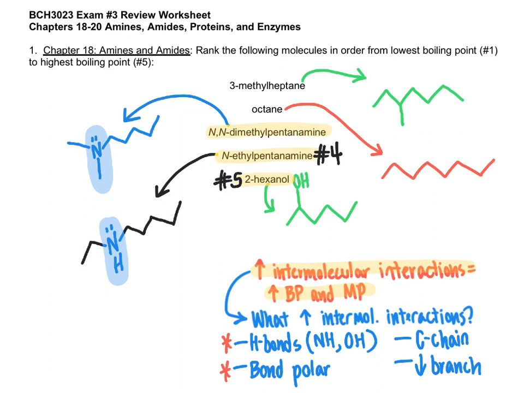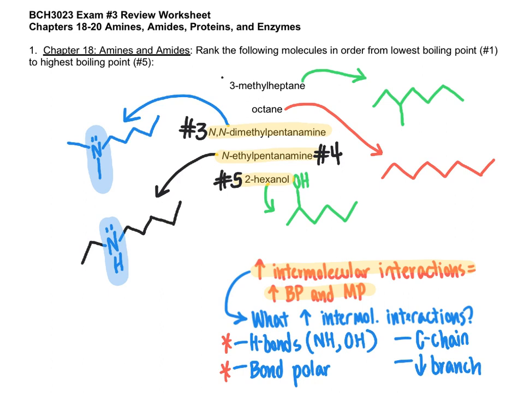So as the second highest boiling point of these, that leaves the N,N-dimethylpentanamine at position 3. Then we look at octane versus 3-methylheptane, and for those two, hydrogen bonding and bond polarization are very similar between the two, or non-existent is really a better way of describing that. So we look at the carbon chain length and the branching. The one with the more branches is going to have the lower of the 2 boiling points.